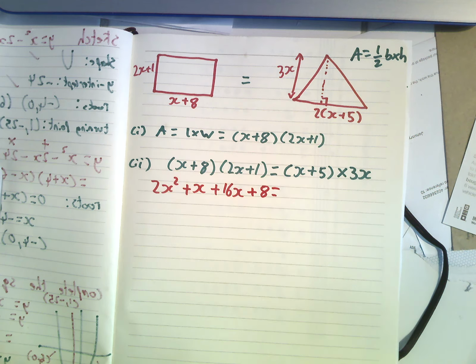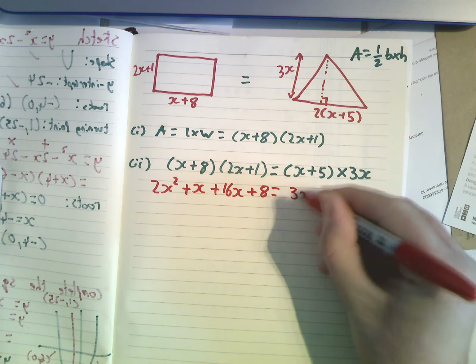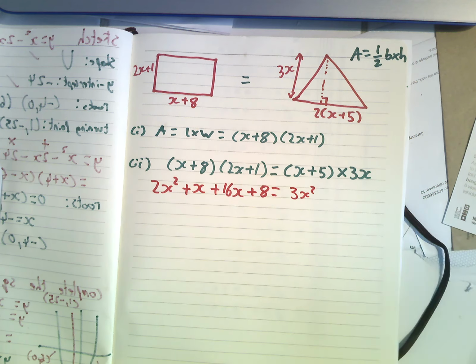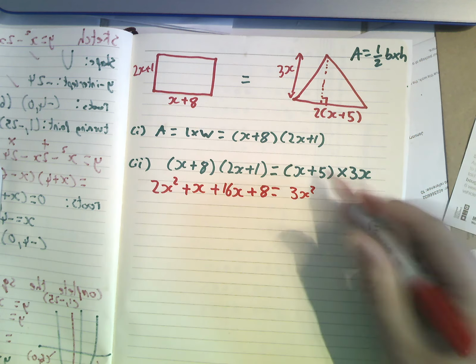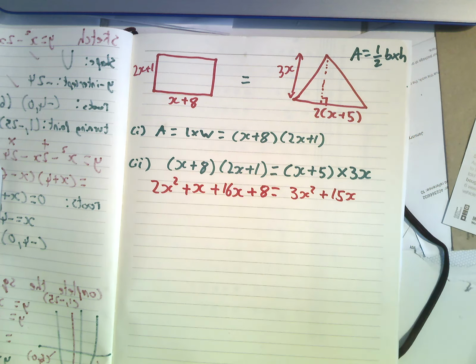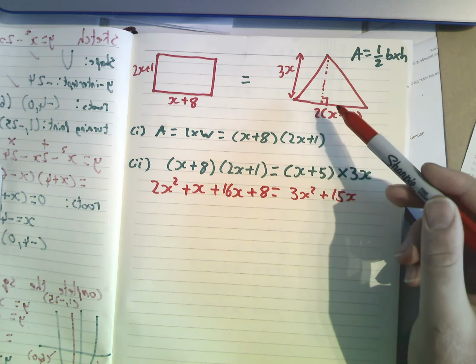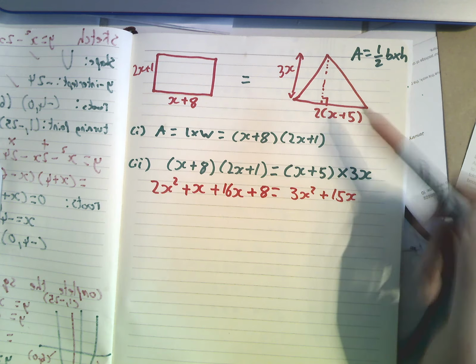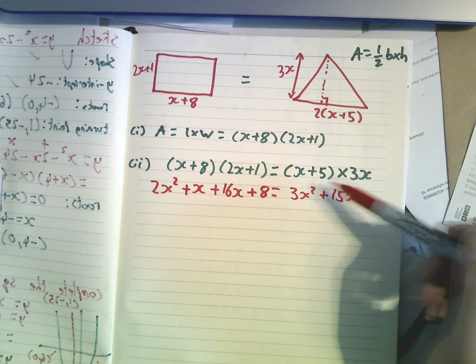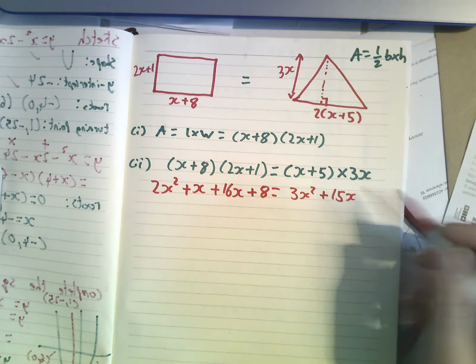So I've expanded those double brackets. I can expand this single bracket. What's 3x times x? 3x squared. And what's 3x times 5? 15x. So again, we set up the equation using what we knew about the area of these two shapes. So that's the geometry part. And then we expanded the brackets, and this is the sort of algebra part. And we can continue to simplify.